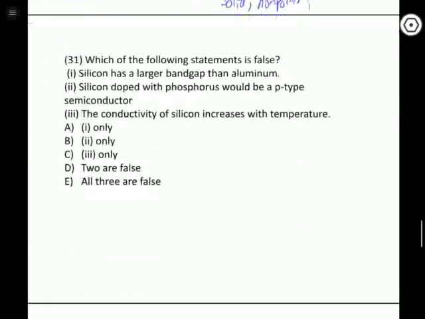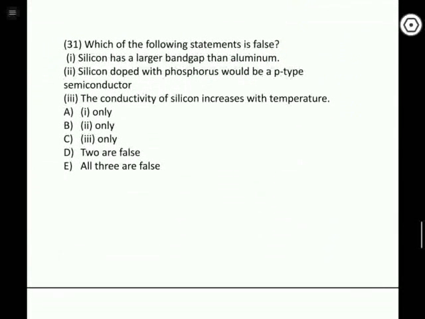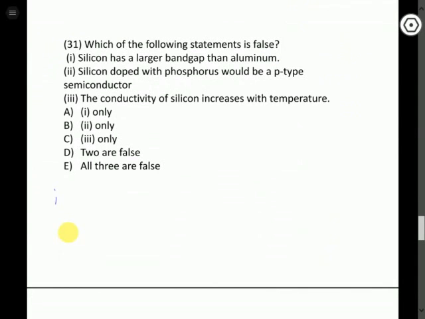All right, moving on to 31. Which of the following statements is false? We have three statements here, mostly dealing with silicon and comparisons to other elements as well. Okay, so number one here, silicon has a larger band gap than aluminum.